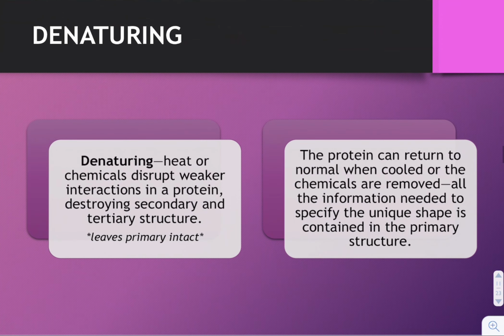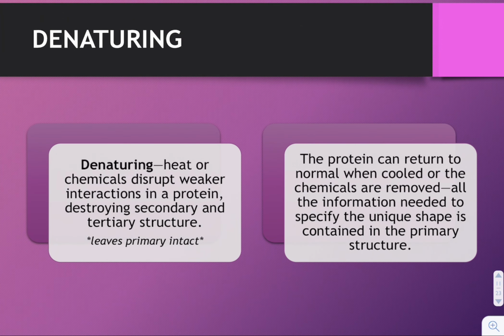So what's really important about proteins too is this business known as denaturing or denaturation, right? So denaturing is when heat or chemicals disrupt weaker interactions in a protein, destroying secondary and tertiary structure. This is going to leave primary structures intact, right? So the protein can return to normal when cooled or the chemicals are removed. All the information needed to specify the unique shape is contained in the primary structure, so it'll go back to its secondary or tertiary structure.